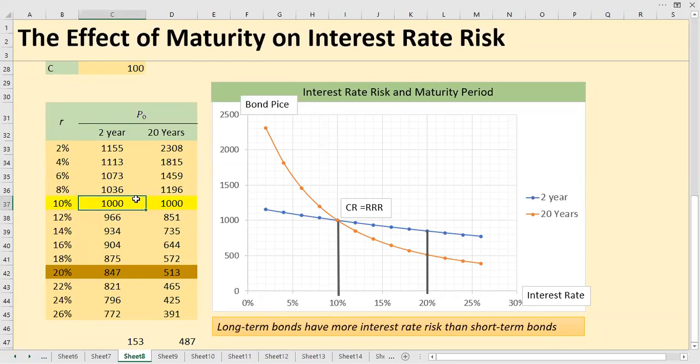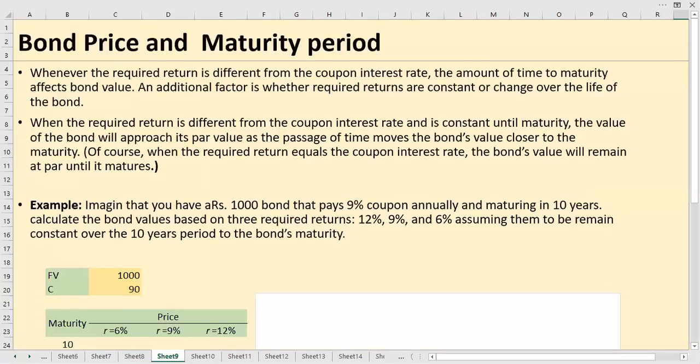So when you are buying that bond, you don't know what will happen in the future. Due to some reasons, if the required rate of return increases up to 20% in the next year, the price of the bond will drop. If it is a 2-year bond, it drops down to 847. If it is a 20-year bond, it will drop down to 513 rupees. So that is what happened. Moving on to the next one, here we are going to understand what will happen to the price when there are different maturity periods.